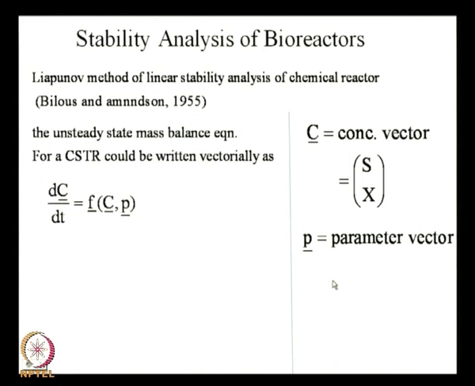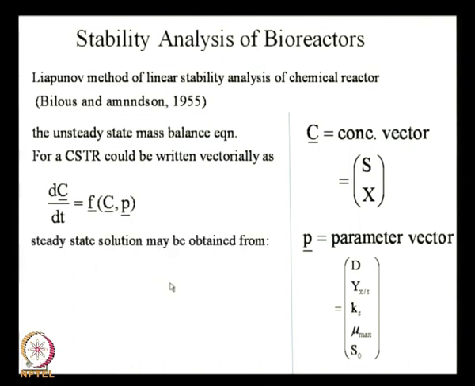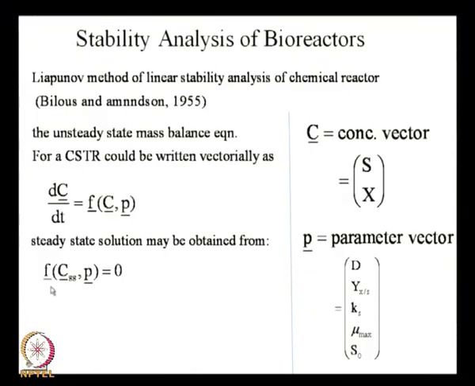So, P also involves a lot of these parameters, and let us chart them out. It includes the dilution rate, the yield ratio Y, the Michaelis constant Ks, the Monod growth kinetic constant mu max, the maximum growth rate, and the initial substrate concentration. And so the steady state solution, if I wanted to write it in mathematical form, would be f(c_ss, P) equals 0.